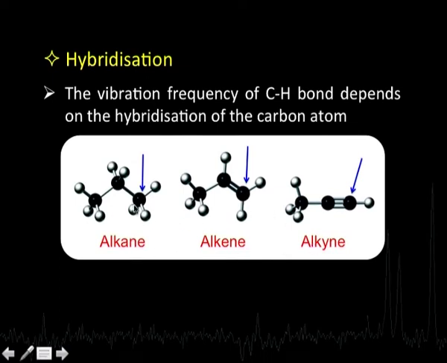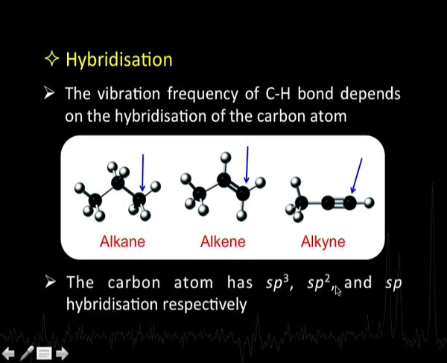In case of alkane, we know that this carbon atom, to which I am looking at this CH bond here. In this case, this is the CH bond under consideration. Here, this CH bond is under consideration. If I look at these three molecules, we find that this carbon atom is sp3 hybridized, this is sp2 hybridized, and this is sp hybridized. That is, we have sp3, sp2, and sp hybridization respectively in these three cases.